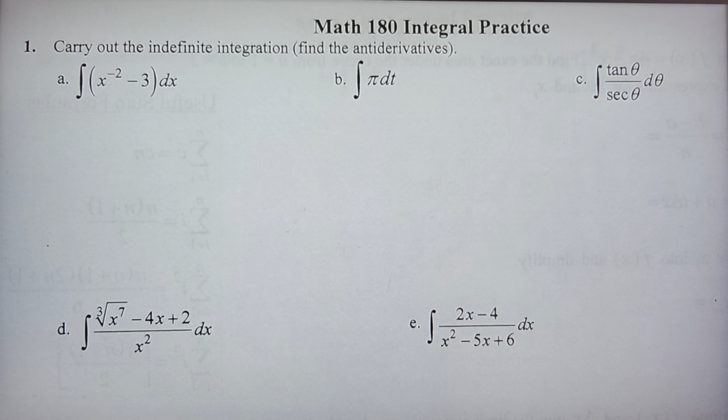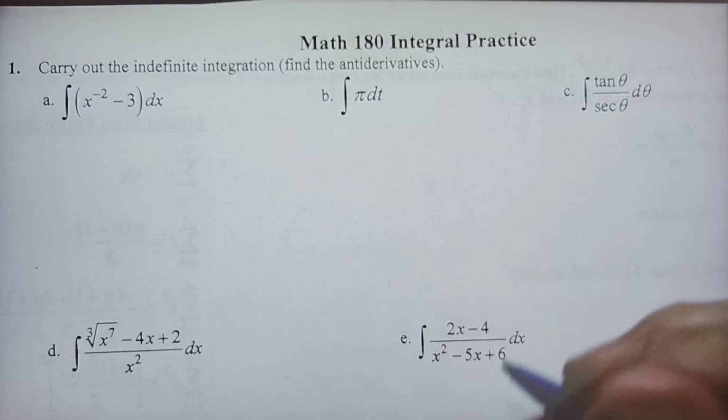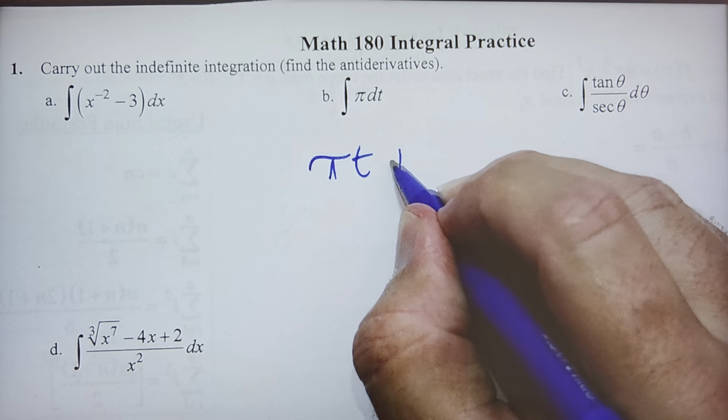So what's the antiderivative of 3? Not derivative. Pi to the x. Pi times x. Almost. You're missing two things. It's not pi x. Pi t plus C. Okay. Pi t plus C. Bam.